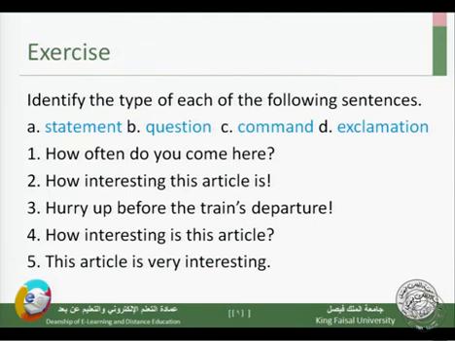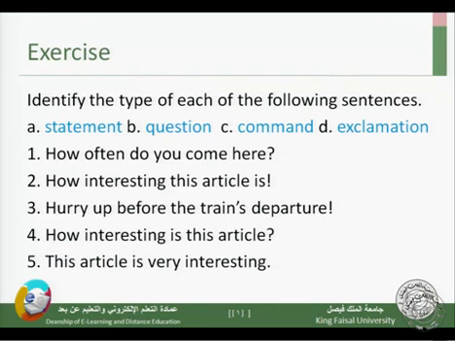Okay, we'll have this exercise, a simple one here. You need to identify the type of each of the following sentences. So you have 4 choices here: A, statement; B, question; C, command; and D, exclamation. So we'll have 5 sentences here. You need to decide what is the type of each one of these sentences. So let's look at the first one. "How often do you come here?"